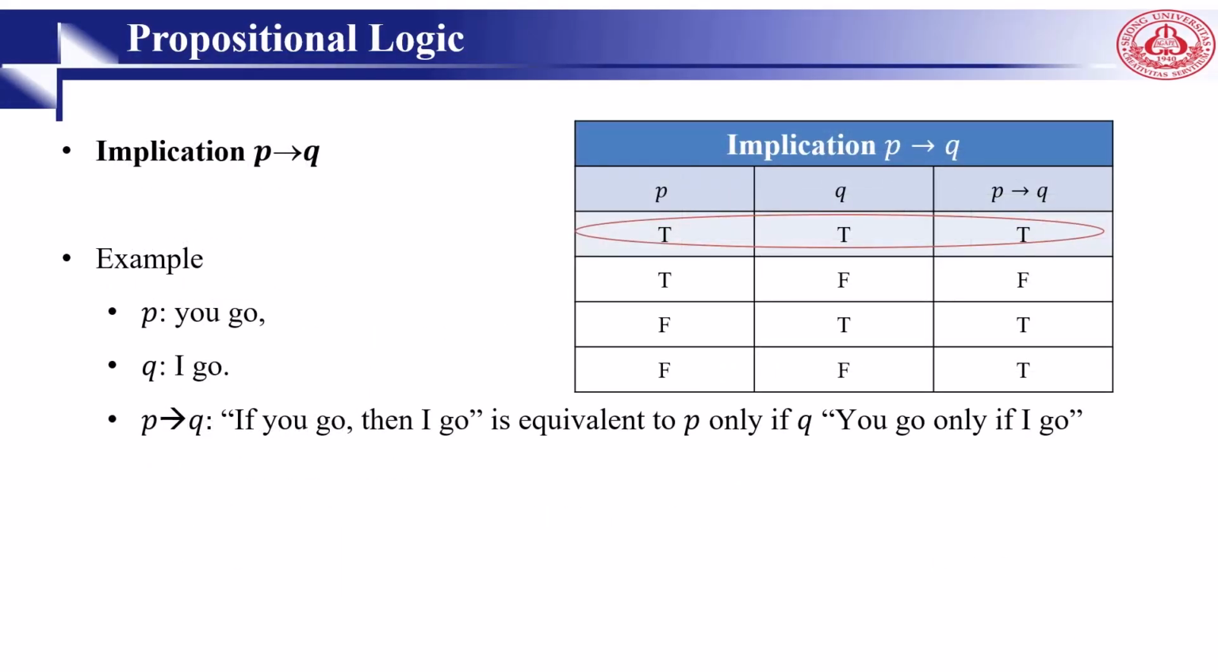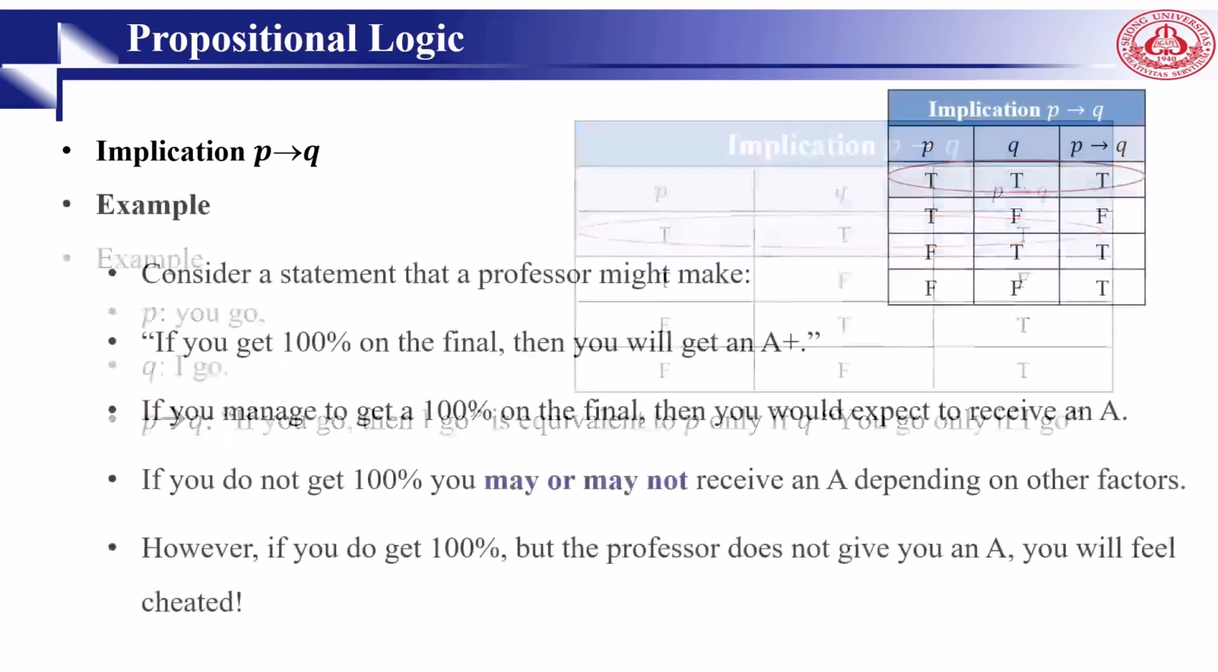I give you some examples. Consider the proposition P as the statement "you go," and the proposition Q as "I go." So Q depends on P. If you go, then I go. This is the meaning of P implies Q. This is equivalent to P only if Q: you go only if I go. That is, you can see here.